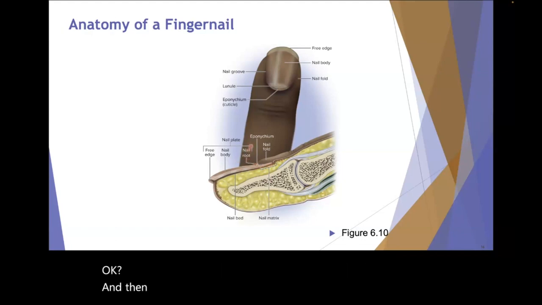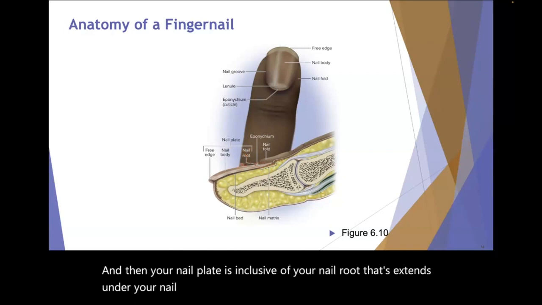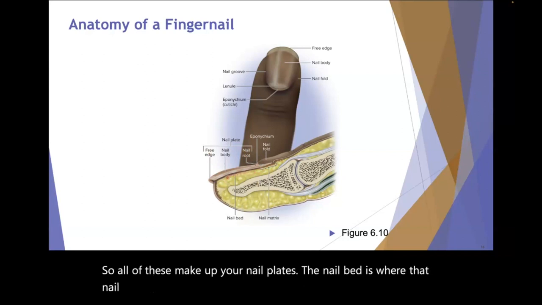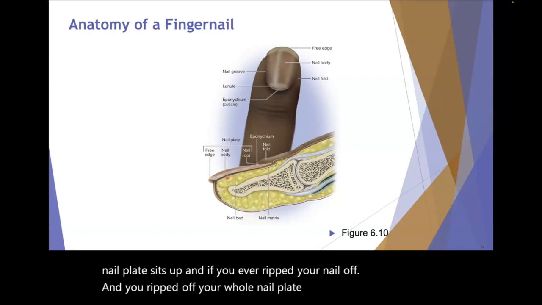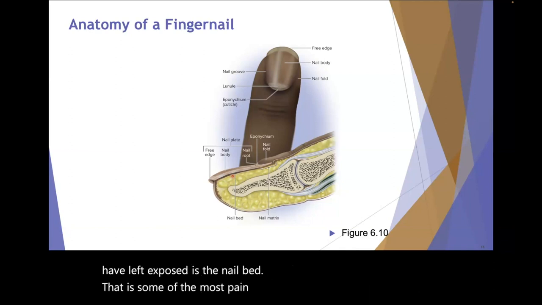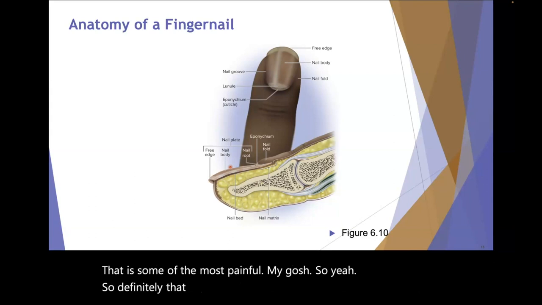And then your nail plate is inclusive of your nail root that extends under your nail fold. It's inclusive of the nail body and the free edge. So all of these make up your nail plate. The nail bed is where that nail plate sits. And if you ever ripped your nail off, your whole nail plate, and the only thing you have left exposed is the nail bed, that is some of the most painful, oh my gosh. So yeah, definitely that nail plate is a protection.